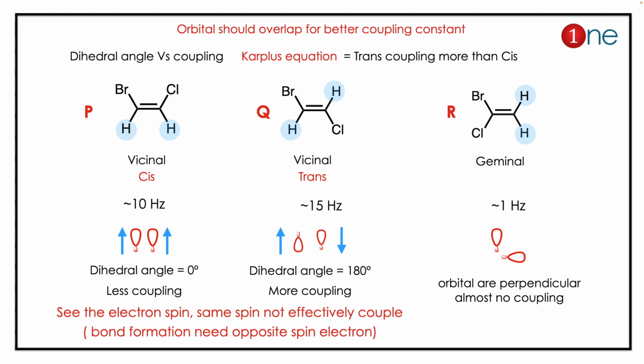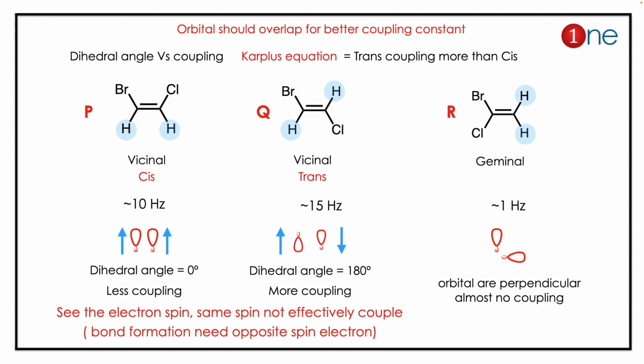We have to basically find the dihedral angle where the hydrogen is there. In P the hydrogens are cis, in Q the hydrogens are trans, and in R the hydrogens are geminal. According to the Karplus equation, Q has the highest coupling constant because it is in trans form. You can imagine the trans form from the orbitals, because the orbitals are opposite each other. It is like opposite electron coupling. Opposite electron spin will couple easily.